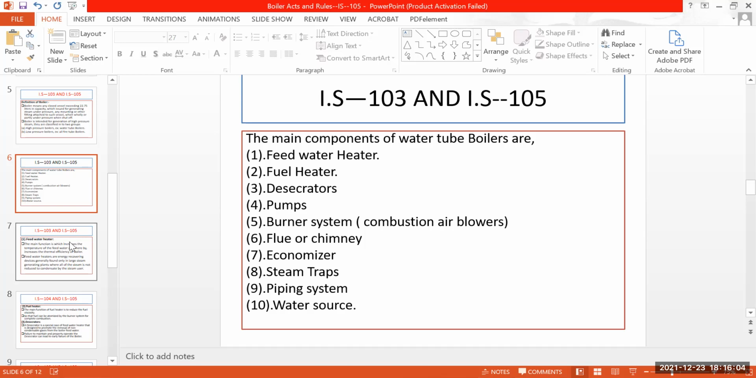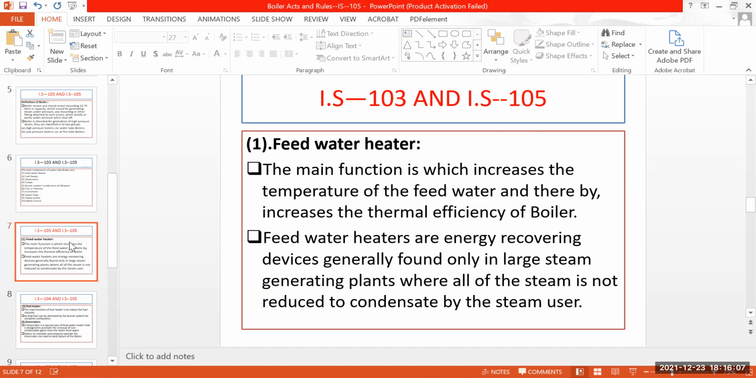And what are these main components? We'll see. The feed water heater increases the temperature of the feed water. Heater is nothing but just increasing the temperature of this water, feed water, and thereby increases the thermal efficiency of the boiler also. The main function of this one is to increase the thermal efficiency of the boiler by increasing the feed water temperature.